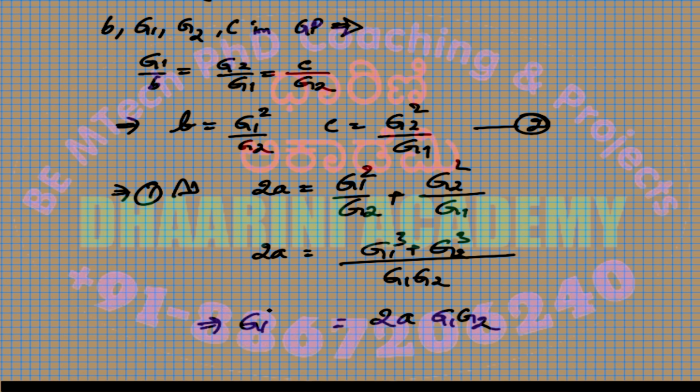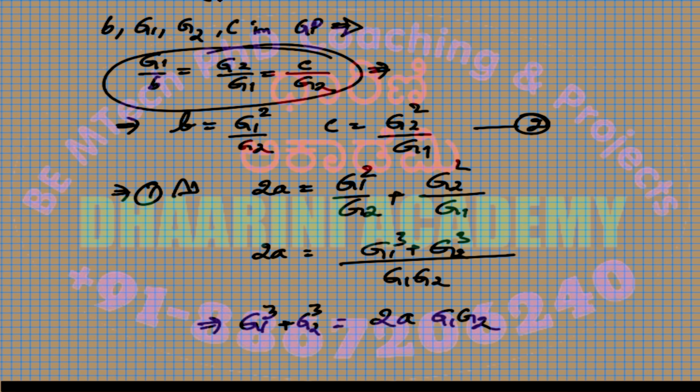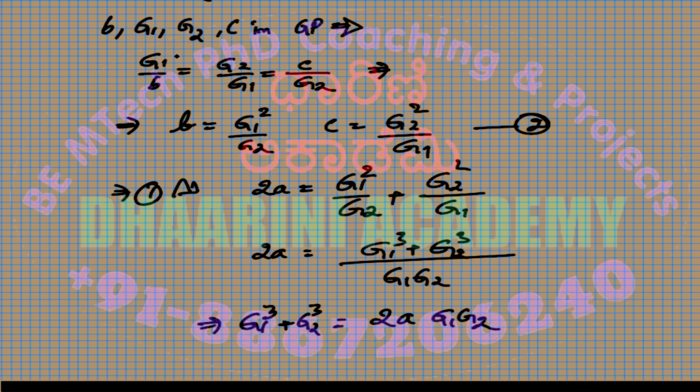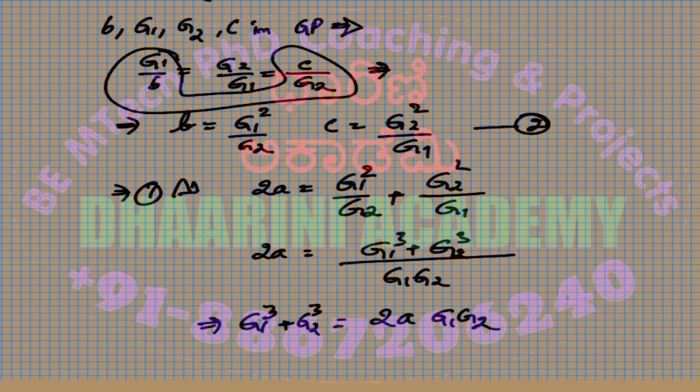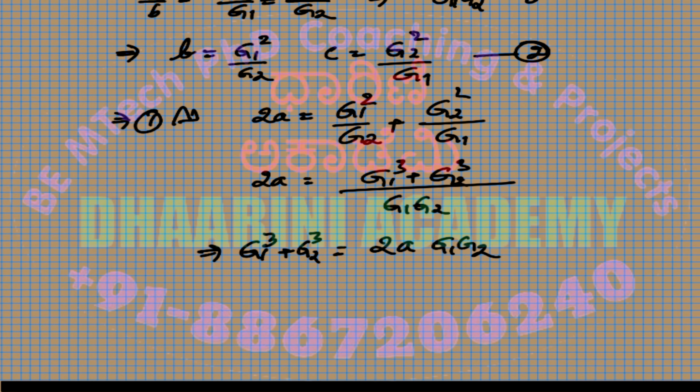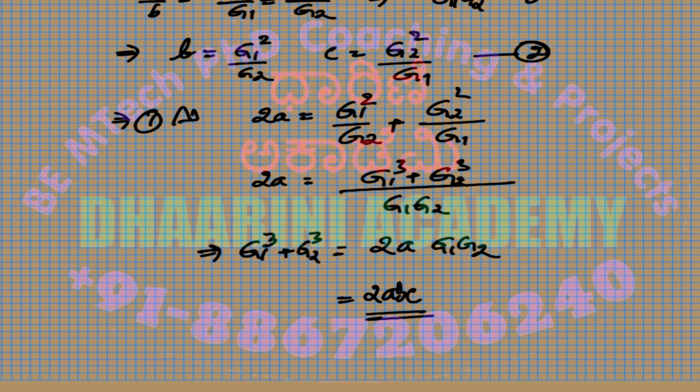So this is G1 cube plus G2 cube. How to eliminate G1, G2 somehow? Let's see. Okay, so from this equation, I'm trying to get the product BC. That is G1, G2 can be obtained from the first and the last term. If you equate them, you get G1 into G2. What is G1 into G2? G1 into G2 is equal to BC. So simply substitute, you got the answer. So G1 cube plus G2 cube is equal to 2ABC, right? This is present in one of the options. So that's the right answer.